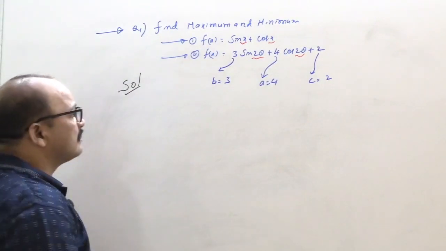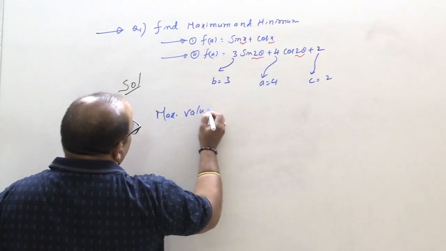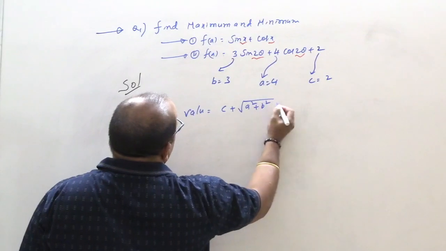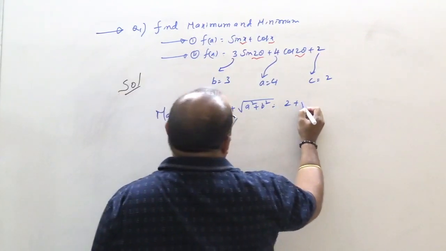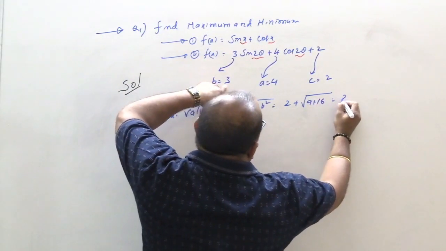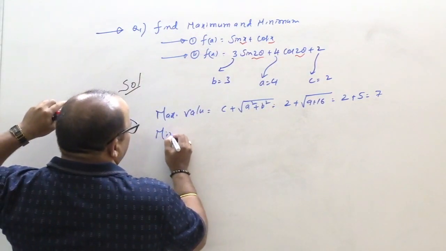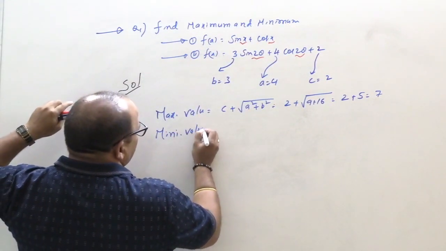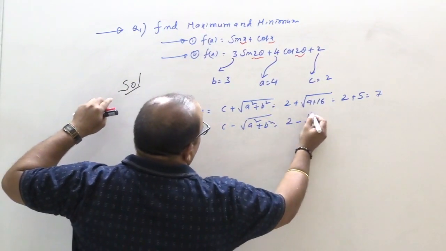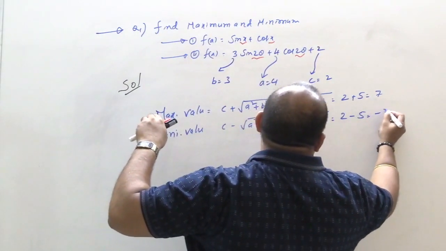Now apply that, students. Maximum value is C plus under root of A square plus B square. So 2 plus under root of A square plus B square, 9 plus 16, 25. 25 is nothing but 5, so maximum value 7. Minimum value is C minus root over A square plus B square: 2 minus root over 9 plus 16. So 2 minus 5 is equal to minus 3.